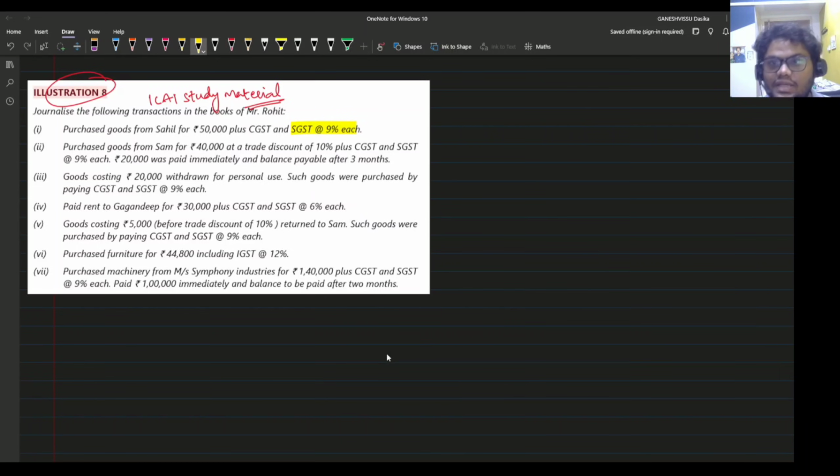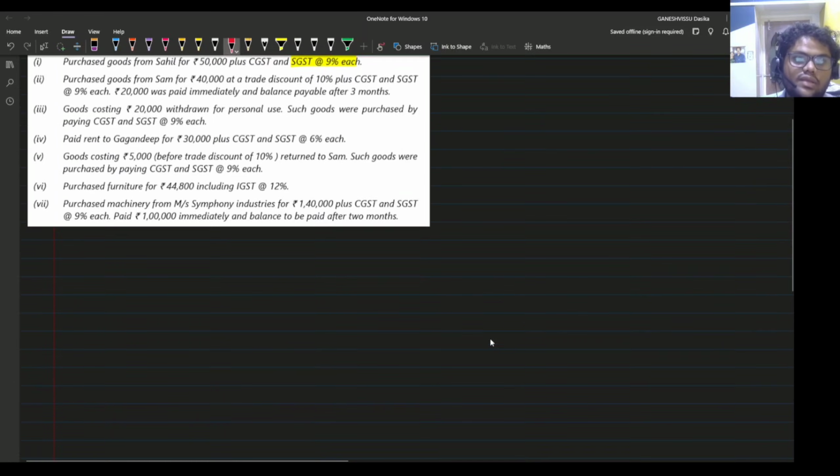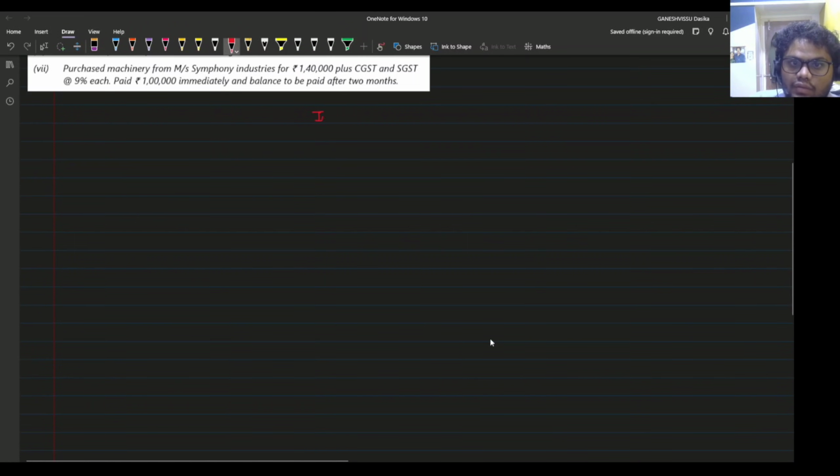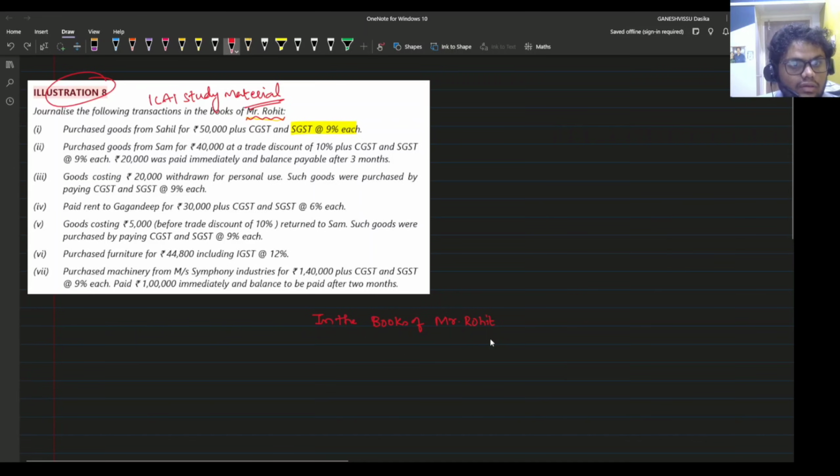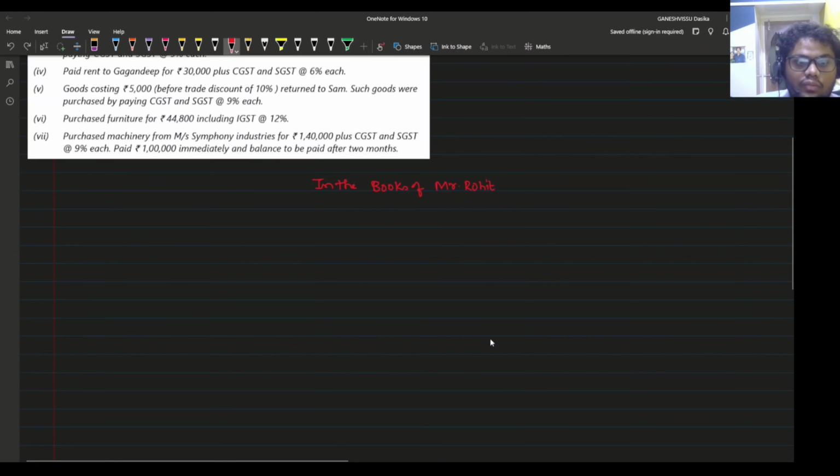Illustration number 8. Journalize the following transactions in the books of Mr. Rohit. In the books of Mr. Rohit, we are required to prepare journal entries. No problem. Let us start. I'm writing the heading, in the books of Mr. Rohit. And of course, as there are no dates mentioned here, I'm not going to maintain a date column. In the place of date, I'm going to write a serial number for the transaction.